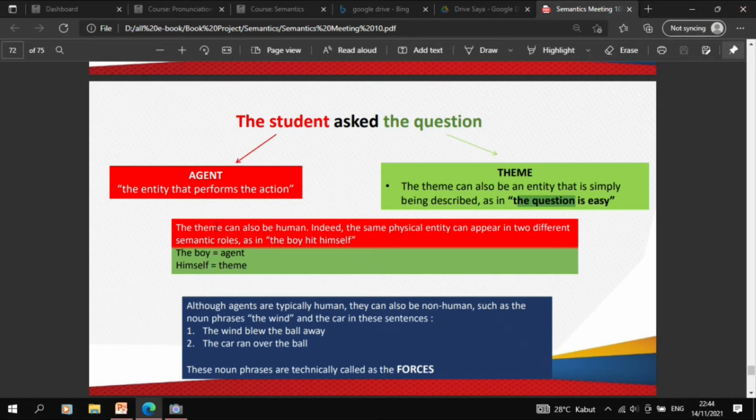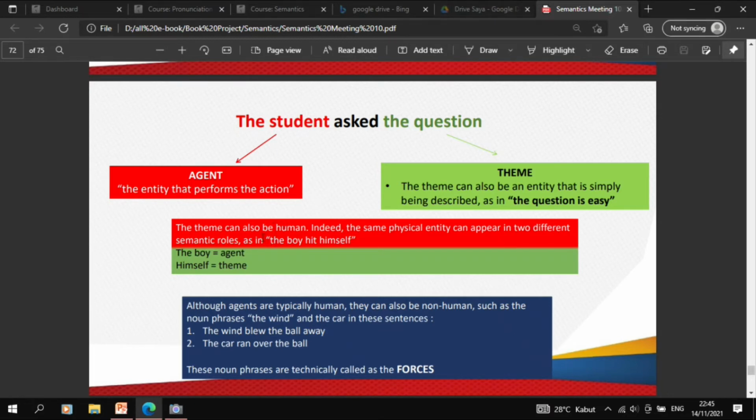Now, for the theme, there's also a note here. The theme can also be human. Be careful. Do not think that theme is always a thing or not a human, but theme can also be human. Indeed, the same physical entity can appear in different semantic roles. Bahkan satu benda, satu physical entity, can become two roles. How can it be like that?